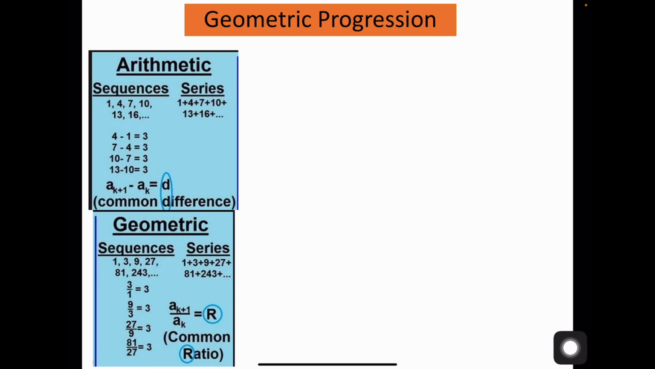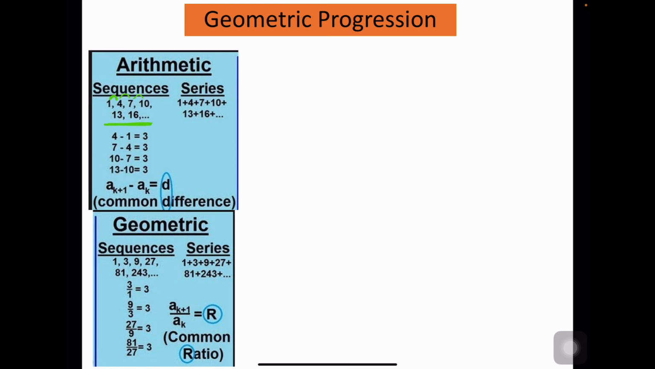Now, here we have a few sequences. There are two types of sequences: arithmetic sequences and geometric sequences. Arithmetic sequences show an arithmetic progression, and geometric sequences show a geometric progression. So arithmetic sequences are sequences such as this one, whereby there is a common difference, the common difference in this case being 3. That means the difference between each term to the next is 3.